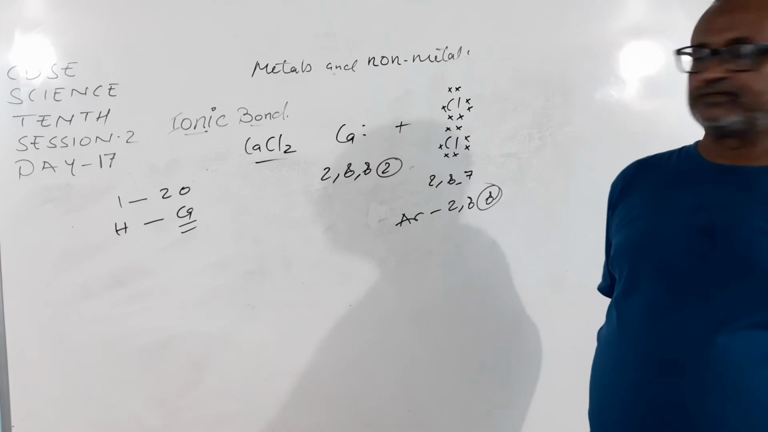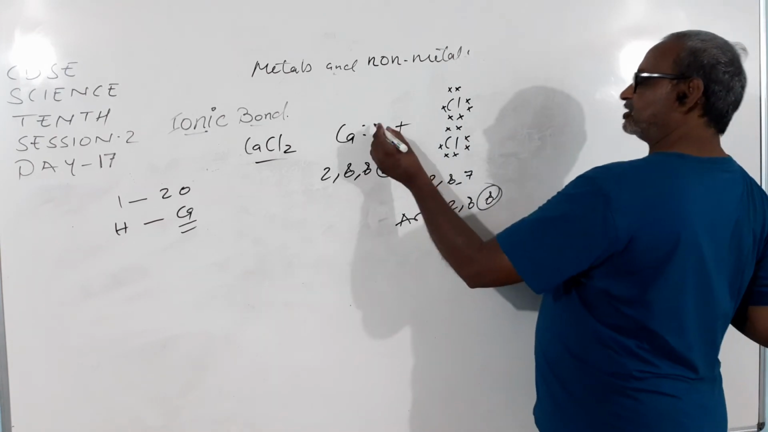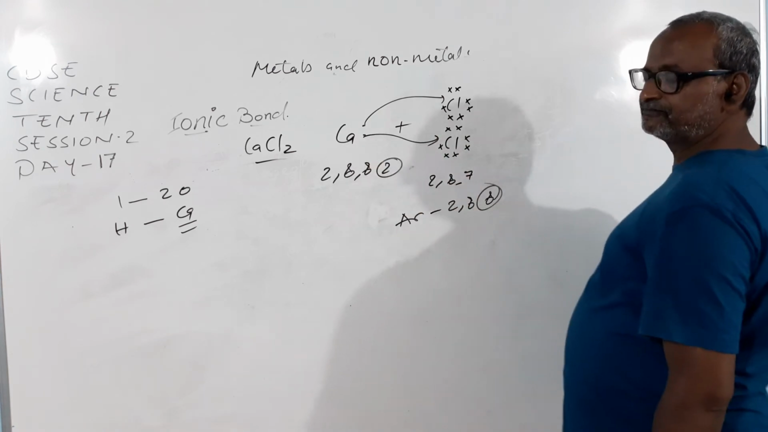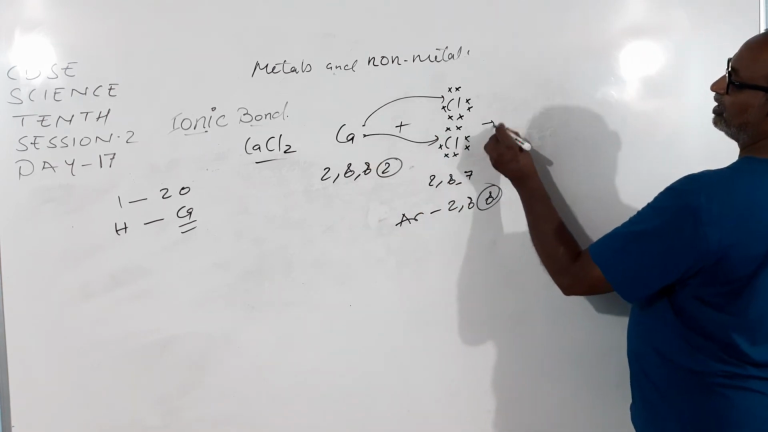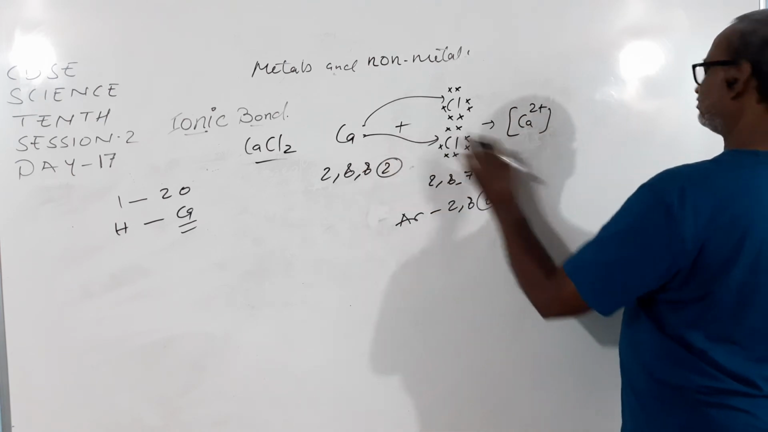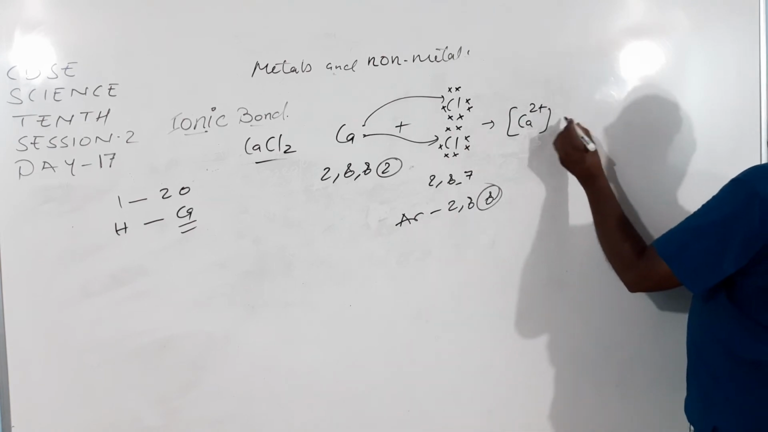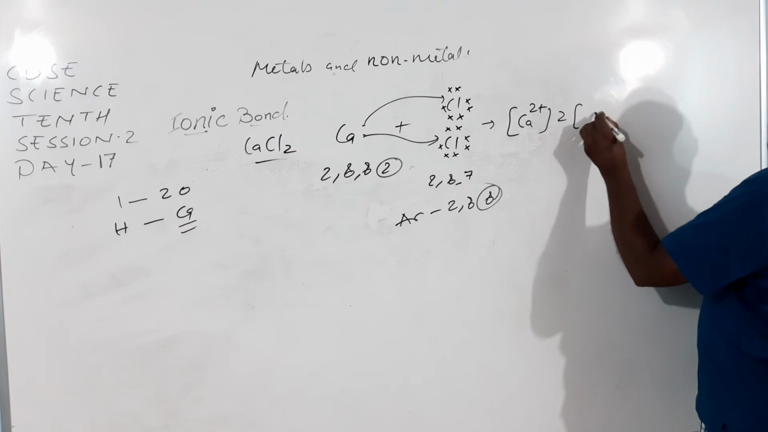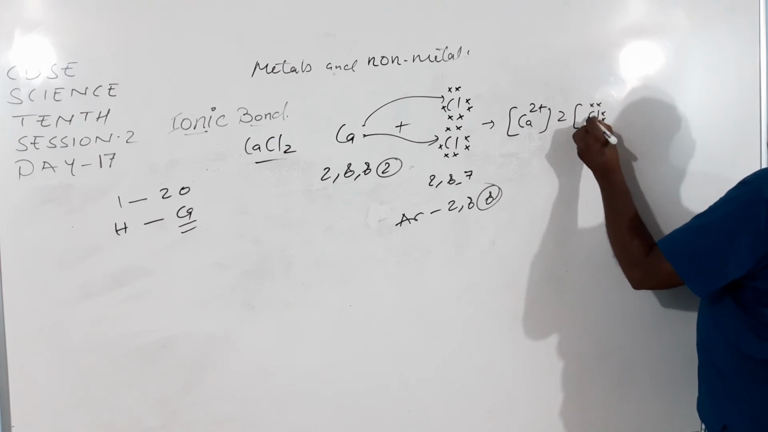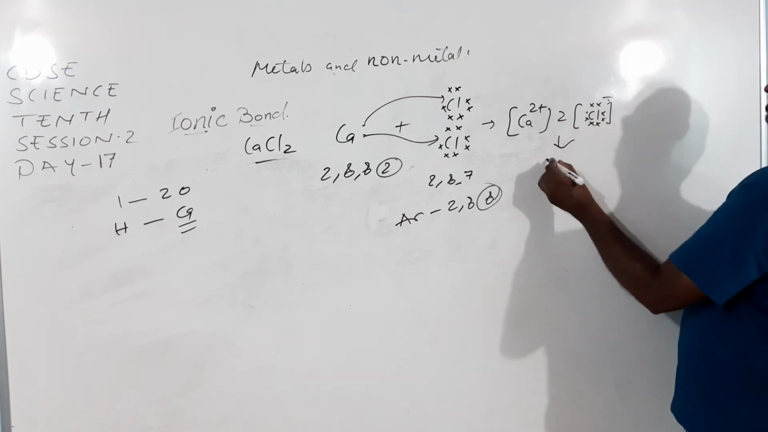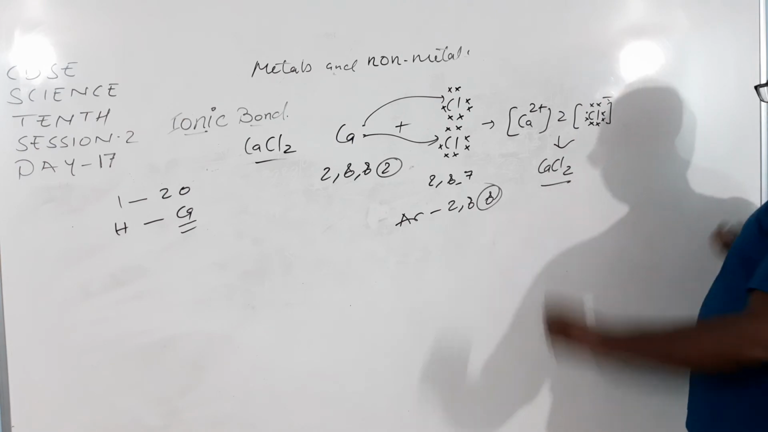So what's the solution? Calcium atom transfers its 2 electrons to 2 chlorine atoms. Result, calcium ion with 2 unit positive charge because it is losing 2 electrons, and 2 chloride ions, each carrying 1 unit negative charge, are formed. This results in the formation of calcium chloride.